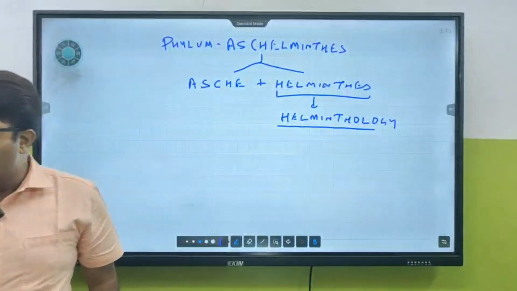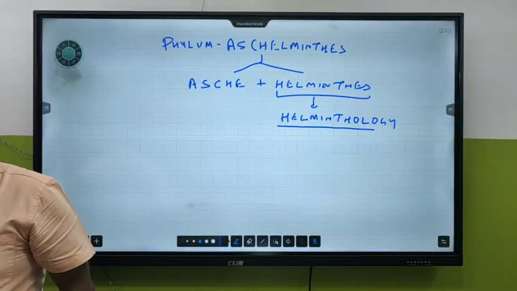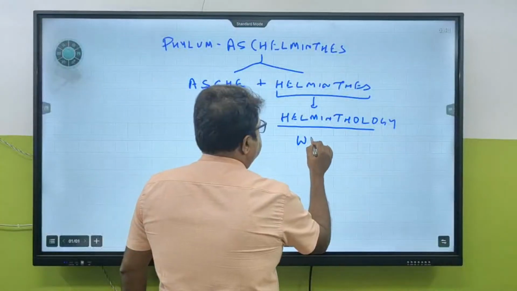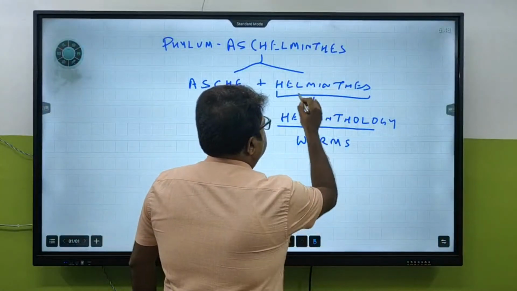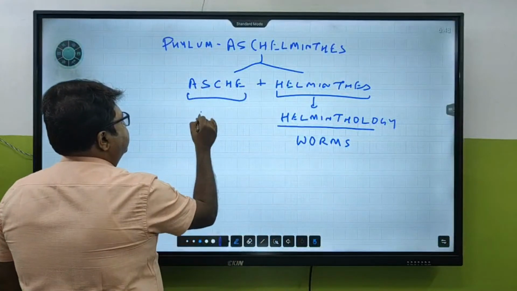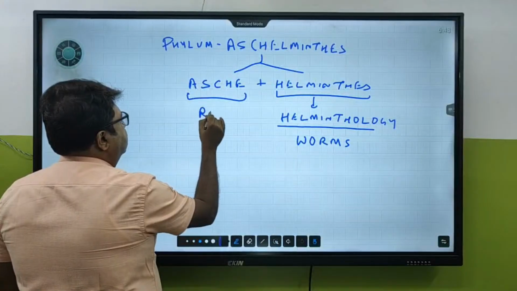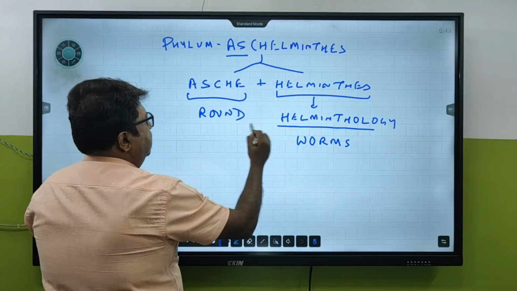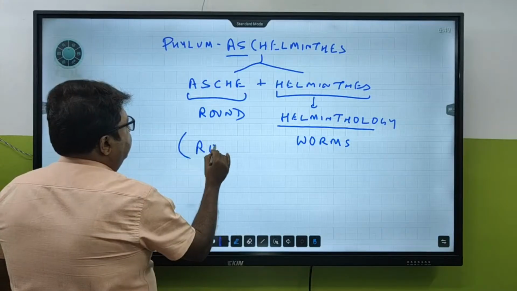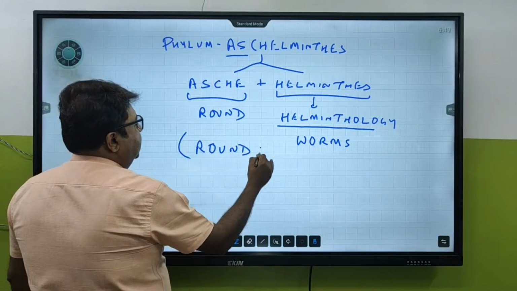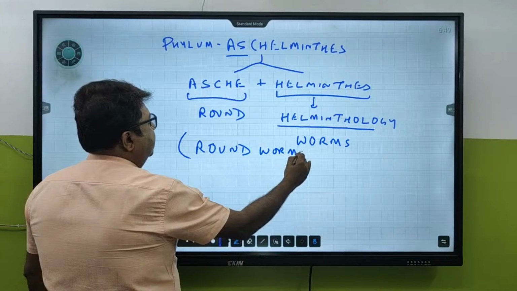Understood? Niharika, English clear? No issues? Study of worms is called Helminthology. So Helminth means worm, Asch means round. So what is the word meaning of the term Aschelminthes? Round worms. So basically they are round worms. Round in terms of what? On what basis are we calling them round?